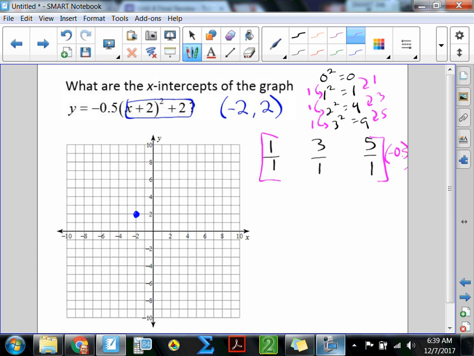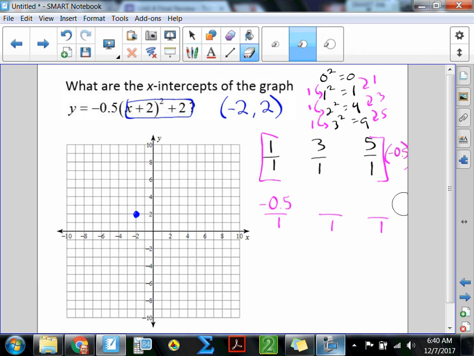So we're going to multiply each of those by -0.5, and this becomes -0.5 over 1, -1.5 over 1, and -2.5 over 1. I think I did those math calculations wrong, so let's slow down a bit here. So 3 times -0.5 is -1.5, and 5 times -0.5 is -2.5. That looks better. So from my vertex, I'm going to go over 1 and down 1/2.